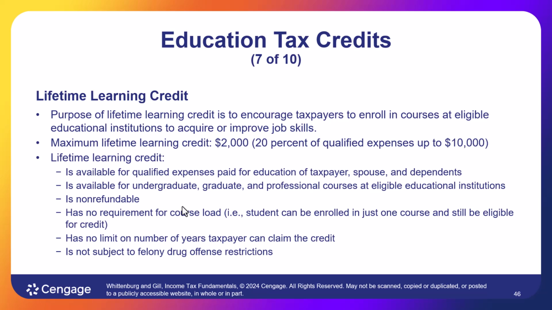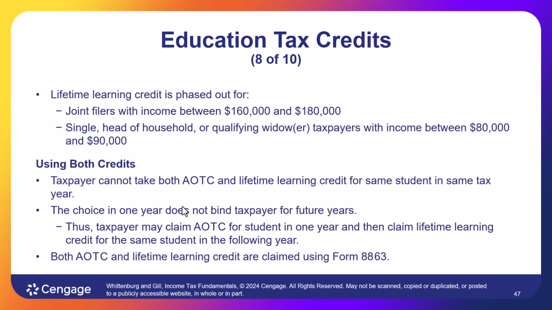It's available for qualified expenses for the taxpayer, spouse, and dependents. It's available for undergraduate, graduate, or professional courses at eligible educational institutions. It's non-refundable, unlike AOTC. Has no course load requirement, so you don't have to be enrolled at least full-time or half-time. You could just be taking one class, and is not subject to felony drug offense restrictions. The lifetime learning credit is phased out for married filing joint 160 to 180 and everyone else 80 to 90.